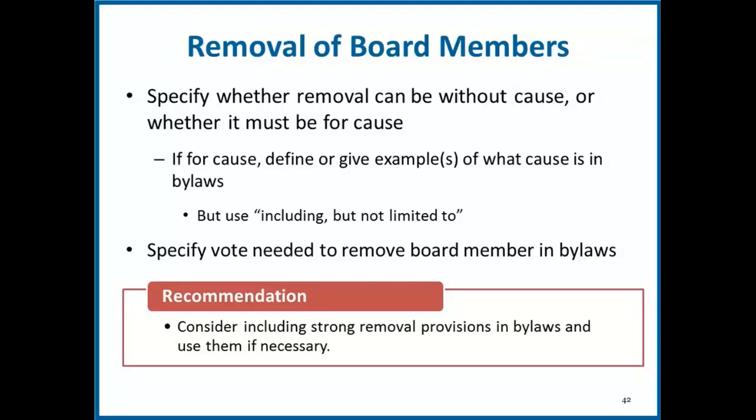So you want to specify whether removal can be without cause or whether it must be for cause. Always be proactive about these things. If it has to be for cause, you want to define or give examples of what that cause might be in the bylaws. So again, this needs to be written down in the bylaws. You also want to use the term "including but not limited to," just to make sure you're not locked into only a couple of different causes, but giving those examples so people know up front what that could mean.